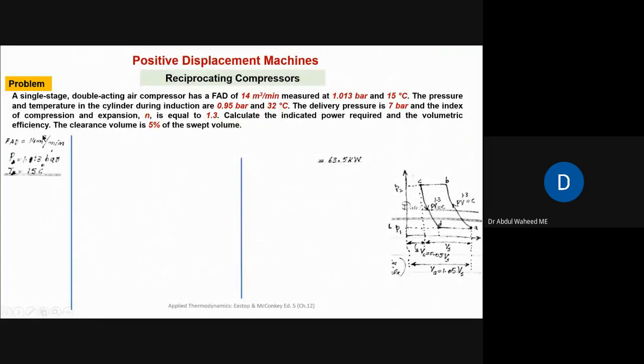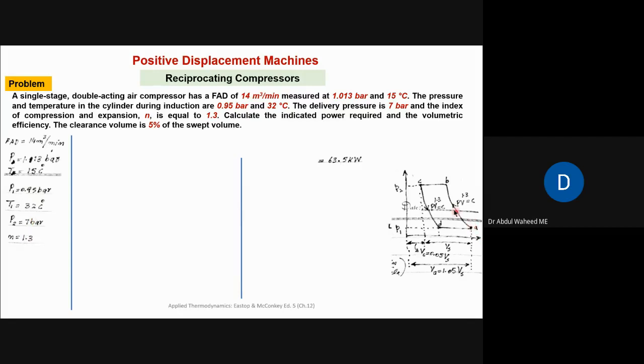All right, so free air delivery is given as 14 meter cubes per minute. Free air delivery means at these free air conditions, P is equal to 1.013 bar, T is 15 degrees Celsius. Our actual conditions are different, that is 0.95 bar and 32 degrees Celsius as given in the problem. The delivery pressure is 7 bar. The pressure at which the gas has to leave, this P2, is 7 bars.